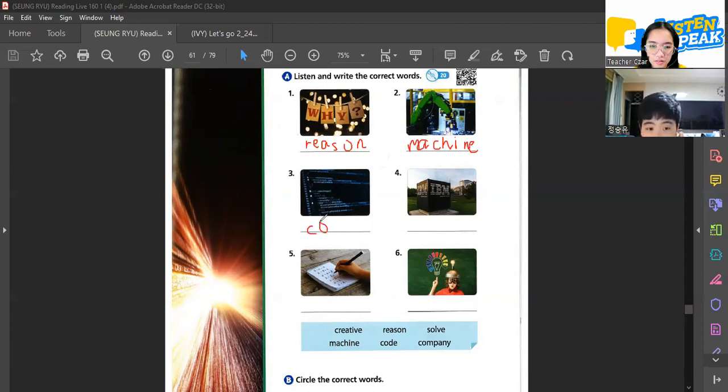Four. Company. Okay, a company. Good job. Five. Solve. Okay, solve. Very good. So solve is like solving some math problems. Here are a series of numbers. Number six. Creative. Okay, creative.